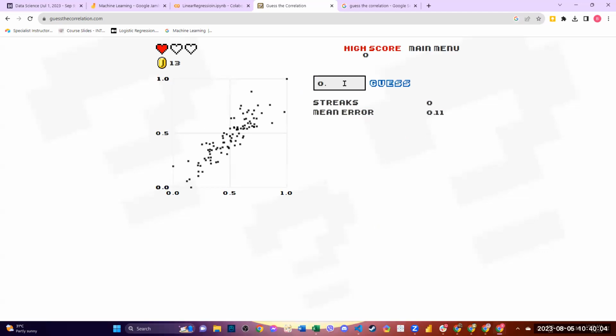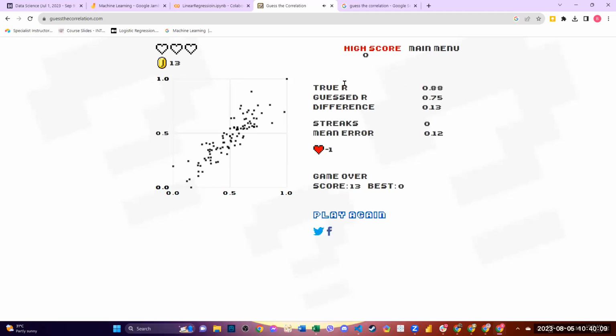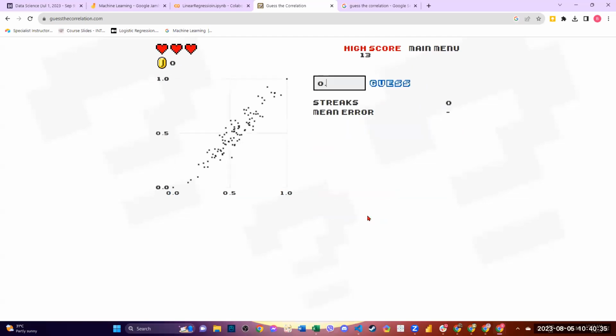0.75. So the right answer is actually 0.88. We guessed 0.75. The difference is above the threshold, which is 0.13. So we lose another heart and it's game over. We can play again, by the way. So how about this one?